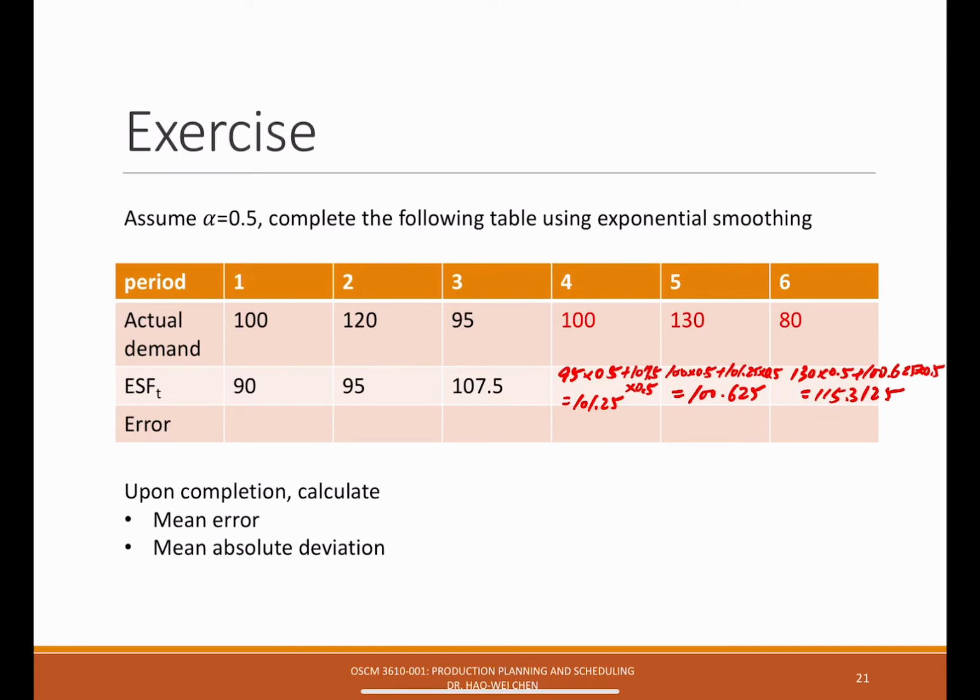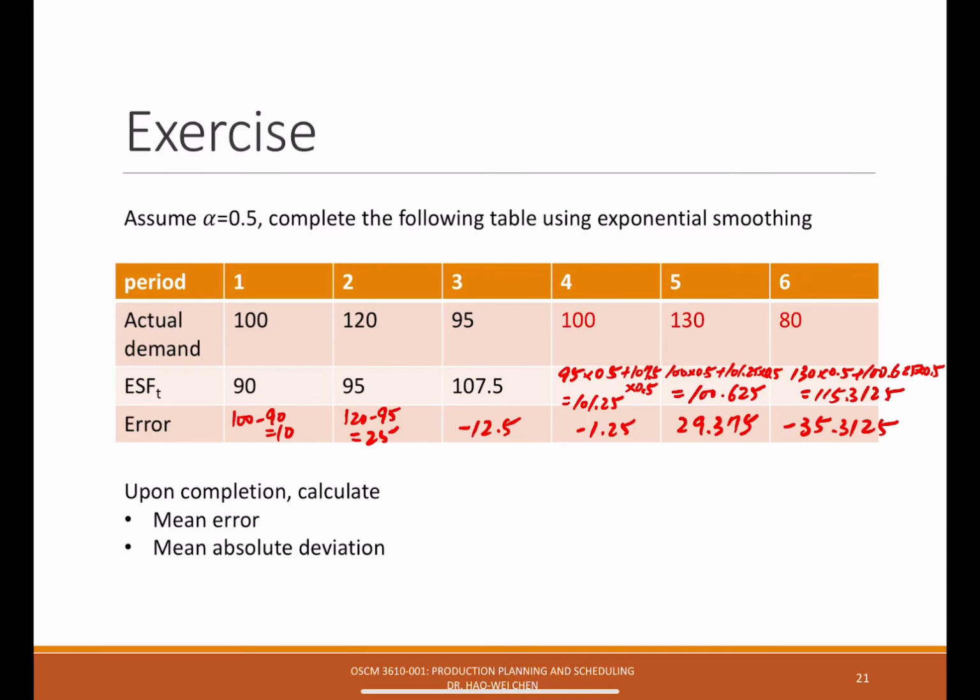So here I have 100 subtract by 90, which is 10. This one is 120 subtract by 95, which is 25. The third one will be negative 12.5. The fourth will be negative 1.25. Period 5, 29.375. Period 6, negative 35.3125.